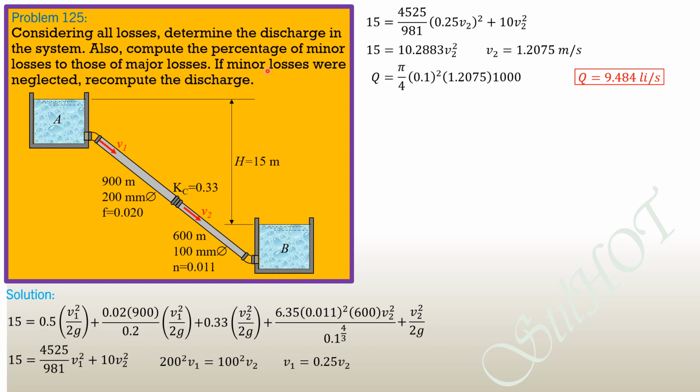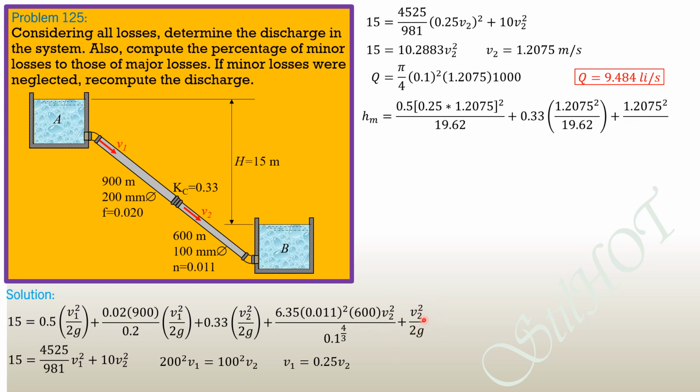Then the percentage of minor losses to those of major losses. Minor losses consist of the first term, the third term, and the last term. So h_m is 0.5 of 0.25 times V2, 1.2075 squared over 19.62, plus 0.33 of 1.2075 squared over 19.62, plus 1.2075 squared over 19.62.